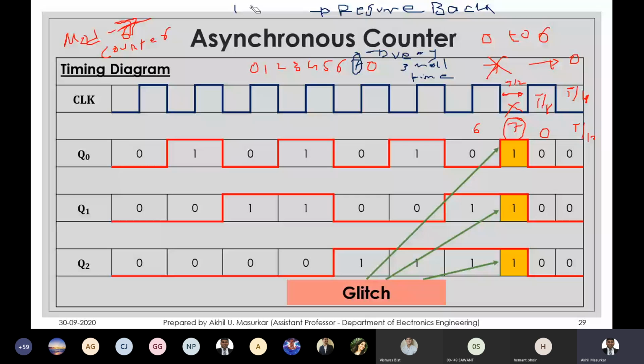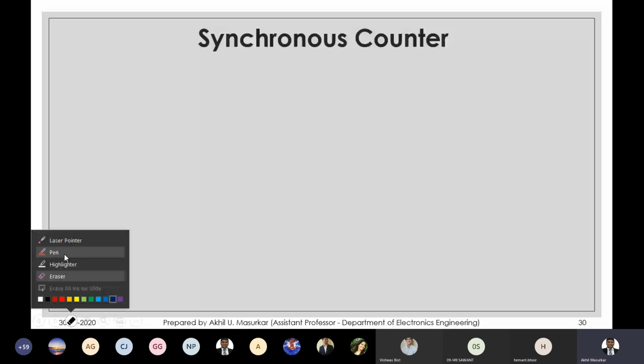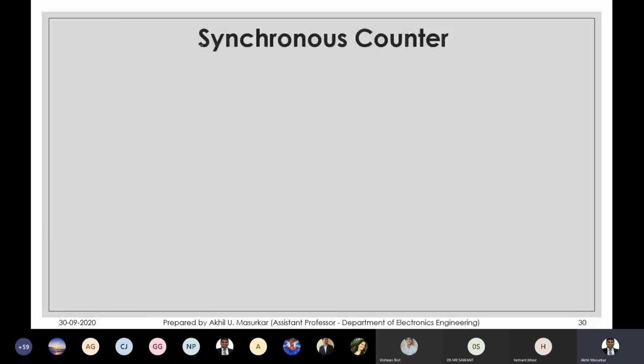We don't want this inverse slide. So the solution to the glitch problem is the use of a synchronous counter. We want very smooth counting. We don't want even for some time the output to go into an unwanted shape. So that is the reason why we use synchronous.